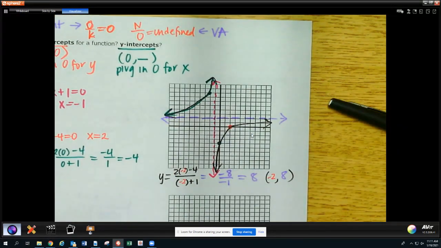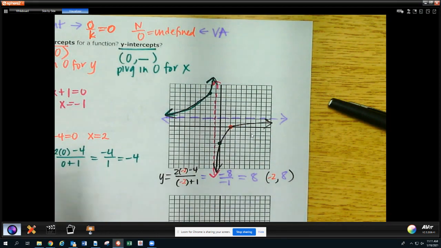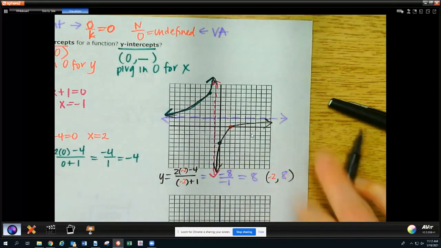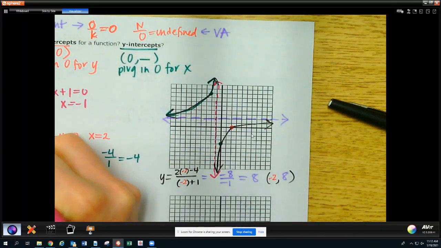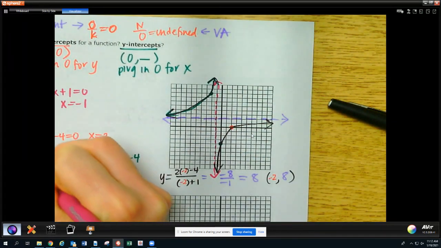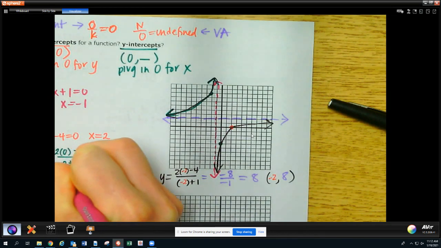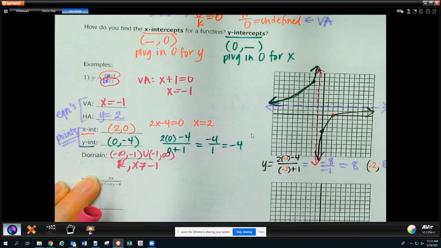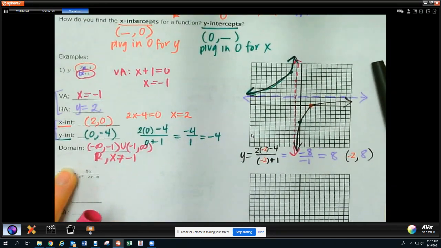As far as the domain goes, remember you have all real numbers except where this vertical asymptote is, which is -1. And so -infinity to -1, union -1 to infinity. Lazy notation, all real numbers except x can't equal -1. Okay, so that's how you graph.